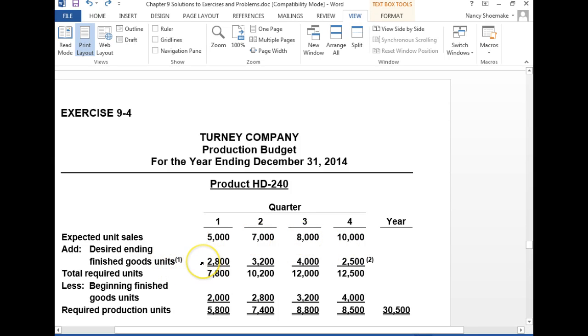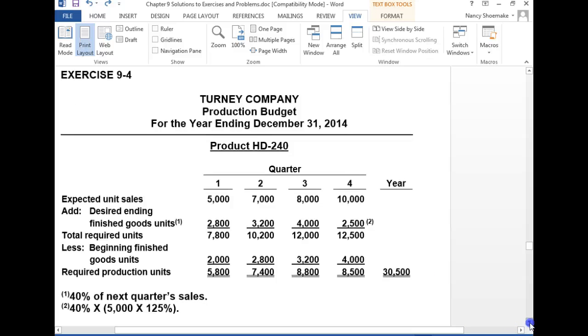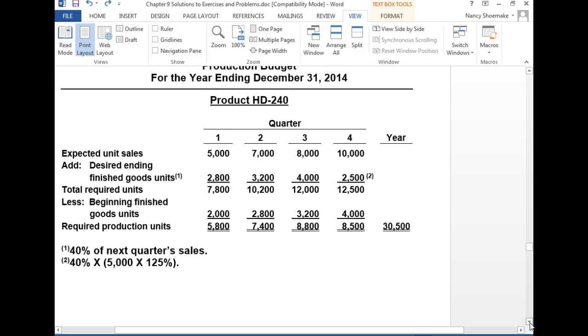Desired ending finished goods inventory is 40% of the next quarter. So 40% of 7,000 is gonna be our 2,800 desired ending units. Here, 40% of 8,000 is gonna be 3,200. 40% of 10,000 is 4,000. And then 40% of our 6,250 is gonna be 2,500. So we see the units that are required minus our beginning finished good units, which are gonna be 40% of that period, show us how much we need to produce, right? Pretty straightforward.